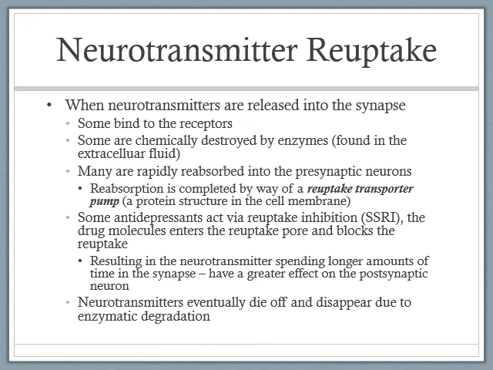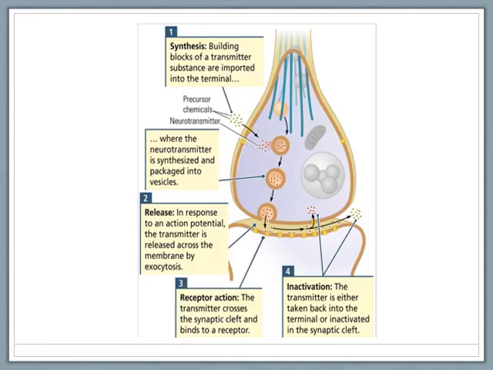Neurotransmitters will eventually die off and disappear due to enzymes, which is something I talked about before. So here is a good visual aid showing this. You'll see your synaptic bouton right here. You have your vesicles, which contain those little neurotransmitters. There are some precursor chemicals that are converted into neurotransmitters, like tryptophan, which transforms into major neurotransmitters that we will talk about.